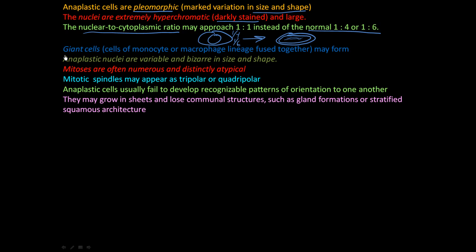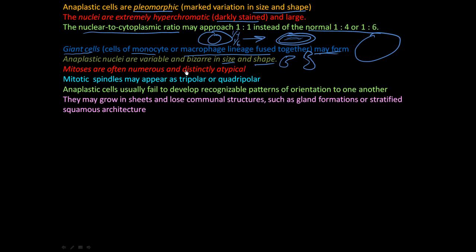Anaplastic cells might have giant cells neighboring them. And what are giant cells? Giant cells are where monocytes and macrophages, or any cell from that lineage, fuse together and form this big giant cell. We'll see a picture of that in a minute. Anaplastic nuclei are variable and bizarre in size and shape. They look weird. Instead of a normal circle, they might be like this, or like this. That might be a nucleus, or that might be a nucleus, when they're supposed to look like normal round spheres.